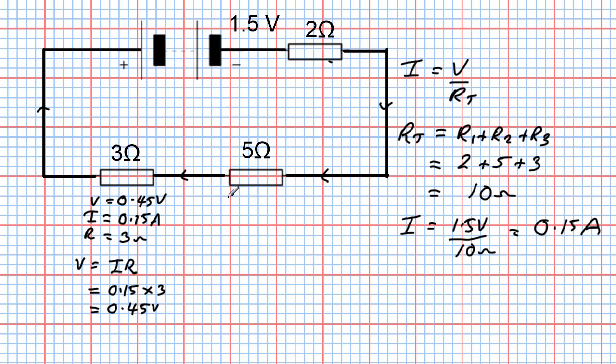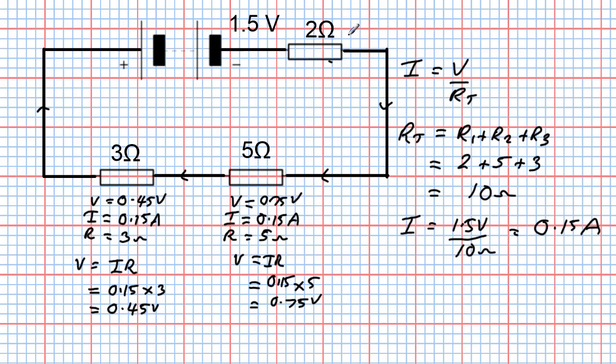The same with the 5 ohm resistor. We put down below it all the possible variables. We don't know the voltage, we're trying to find that, it's a potential difference. We know the current, it's a series circuit, so it's got to be the same current, 0.15 amps, and we know the resistance is 5 ohms. So we do the same thing again, V equals IR, and that gives us a potential difference across that resistor of 0.15 multiplied by 5, and that's going to give us a total of 0.75 volts. So we know across that resistor is 0.75 volts.